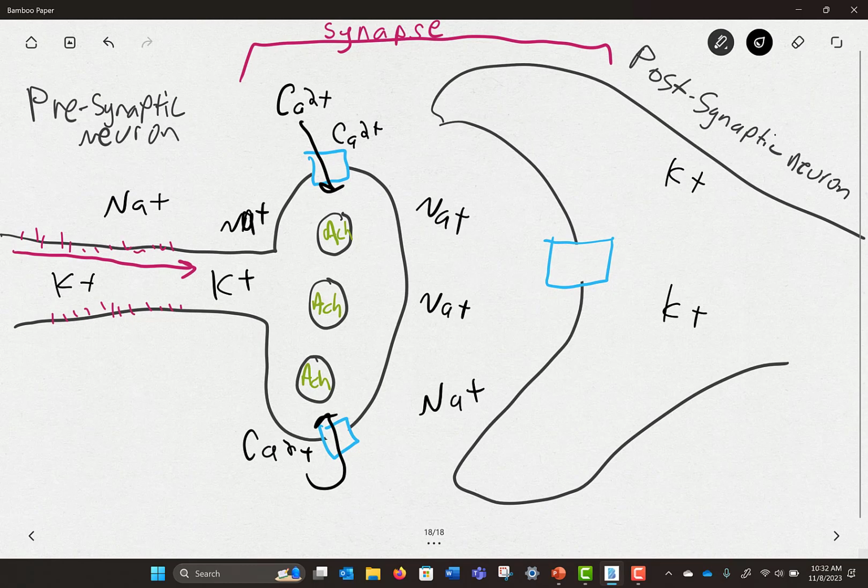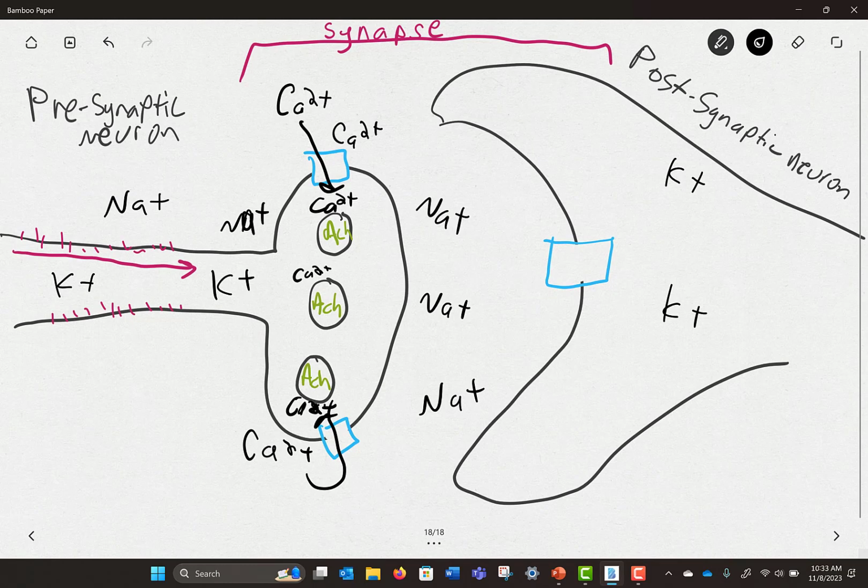We keep saying it binds to things. One of the things that it will bind to are all of our little vesicles that contain our neurotransmitter, in this case acetylcholine. Now, when calcium binds to vesicles, it causes them to move.